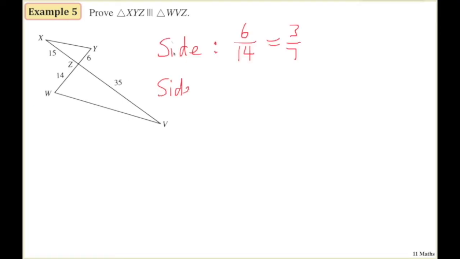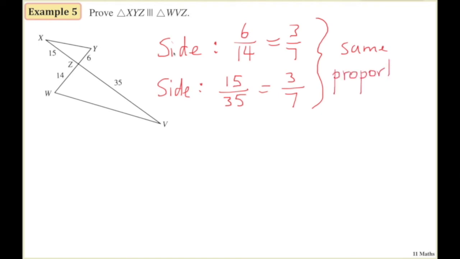Let's look at another side now. Let's look at the slightly longer side on triangle XYZ versus the longer side on triangle WVZ. And that will be 15 matches up or corresponds with 35. And if I cancel that down, 5 goes into 15 3 times, 5 goes into 35 7 times. Both sides cancel down and end up with the same proportion. They're in the same ratio, if you like.